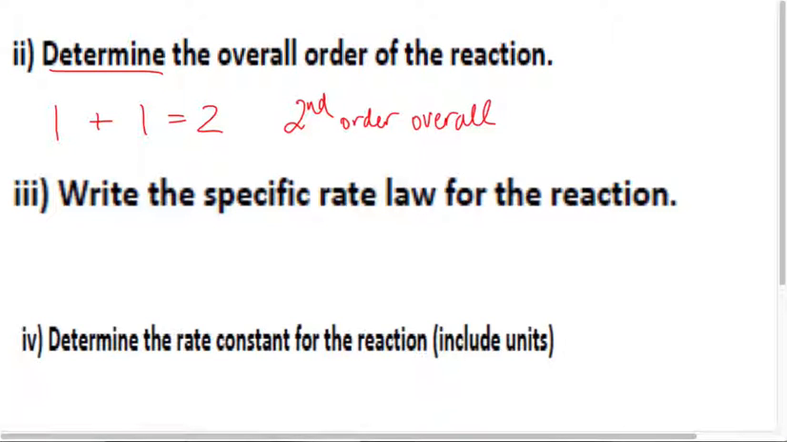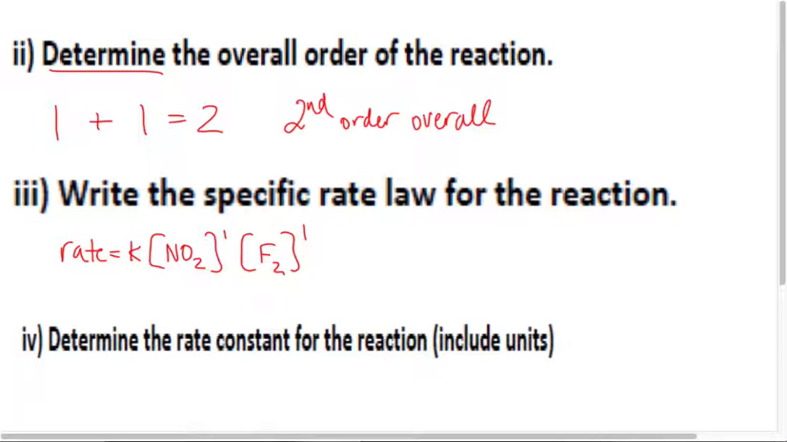Okay? Now, write the specific rate law. Well, this is pretty easy. All you do now is plug in what we do know up to this point. We know that rate is equal to K times NO2 to the first times F2 to the first. And that would be accepted.